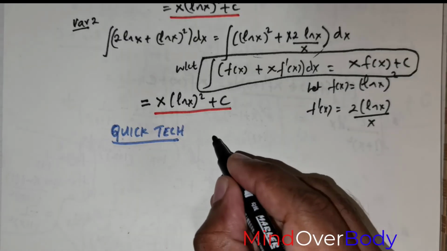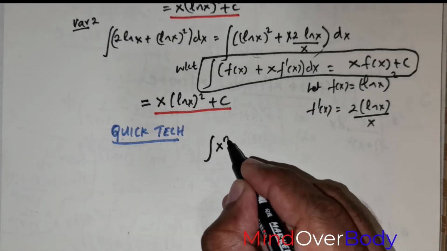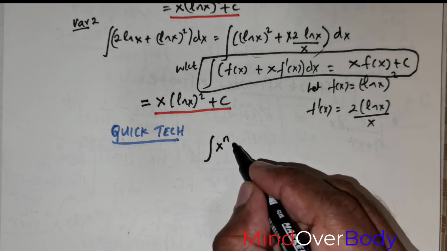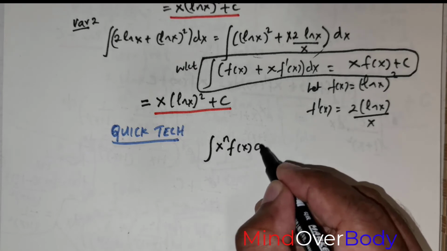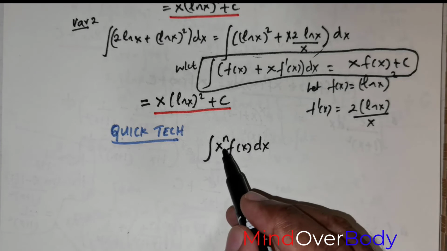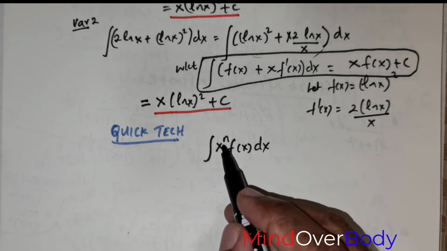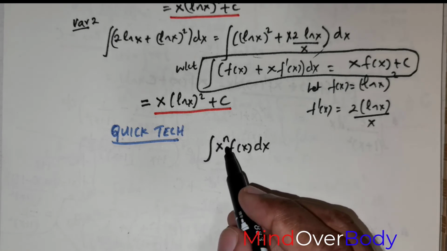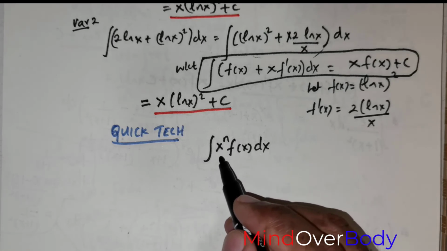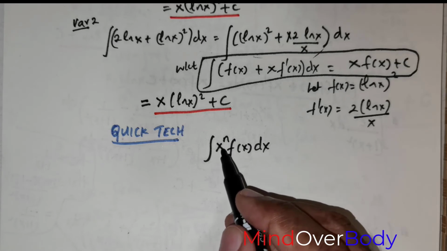Now I'm going to teach you a quick technique for handling integration of this form: x raised to the power of n times f of x dx. Now usually if the degree n is greater than 1, then you will have to apply integration by parts multiple times. Suppose they have given you 3, then to solve this question you will have to consecutively apply the integration by parts technique.